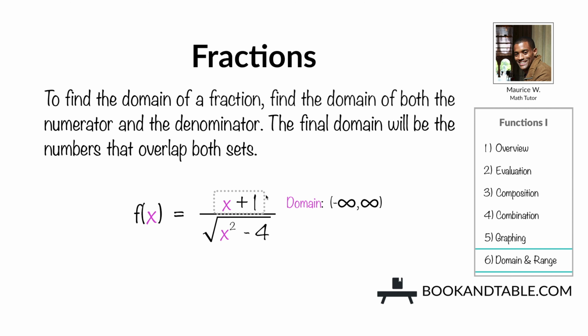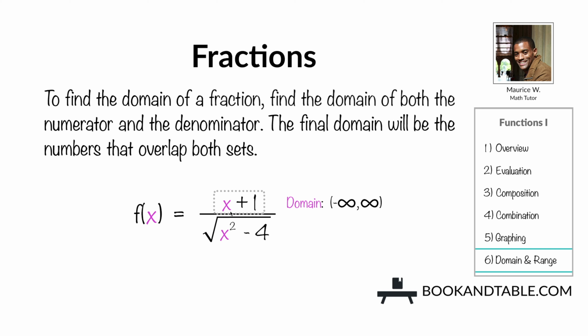Now, one scenario to be aware of is if there is a fraction. To find the domain of a fraction, find the domain of both the numerator and the denominator. The final domain will be the numbers that overlap both sets. So now in this example, we have a radical and a variable in the denominator. So we have to apply both restrictions that we've reviewed. So f of x is equal to x plus 1.